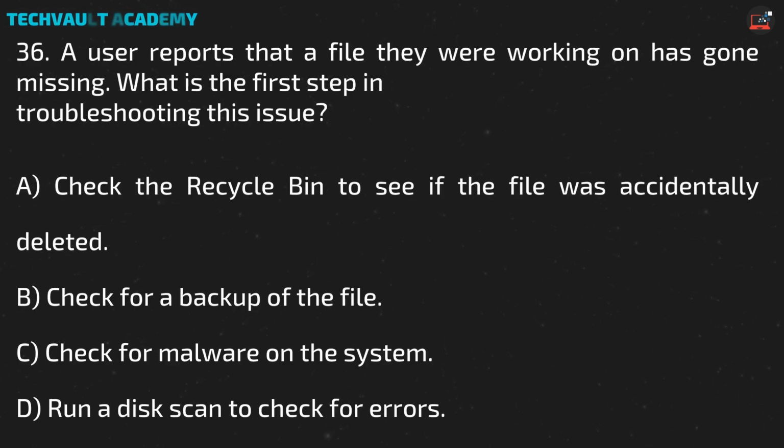(36) A user reports that a file they were working on has gone missing. What is the first step in troubleshooting this issue? A. Check the recycle bin to see if the file was accidentally deleted. B. Check for a backup of the file. C. Check for malware on the system. D. Run a disk scan to check for errors.